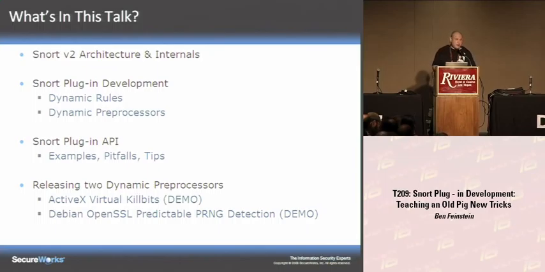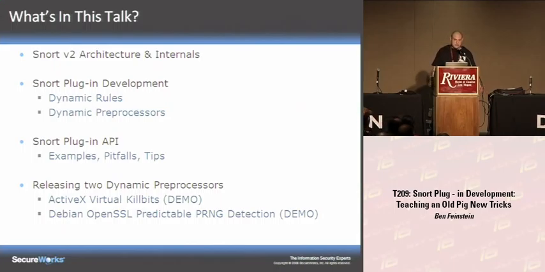I'm going to go over some of the relevant Snort APIs, give you some code examples, point out a few areas that can be confusing and that can hold you up in development, give you a few tips on how to succeed. And I'm also going to be discussing two new dynamic preprocessors that are GPL'd. They're available on the SecureWorks website. There'll be a URL later in the presentation.